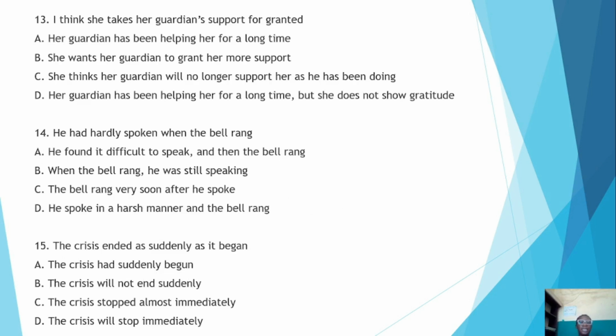Question 13. I think she takes her guidance support for granted. Let's look at the options. Option A, her guidance has been helping her for a long time. Option B, she wants her guidance to grant her more support. Option C, she thinks her guidance will no longer support her as he has been doing. Option D, her guidance has been helping her for a long time, but she does not show gratitude. The correct option is option D.